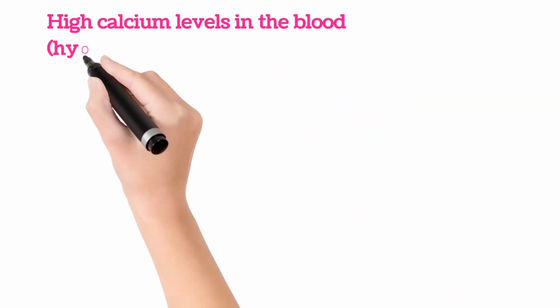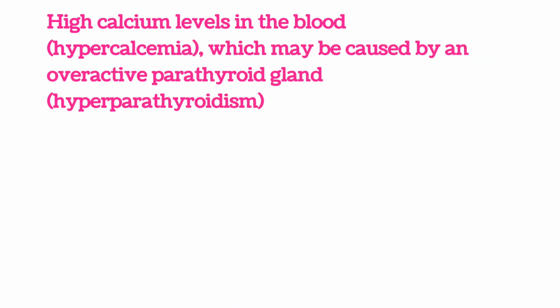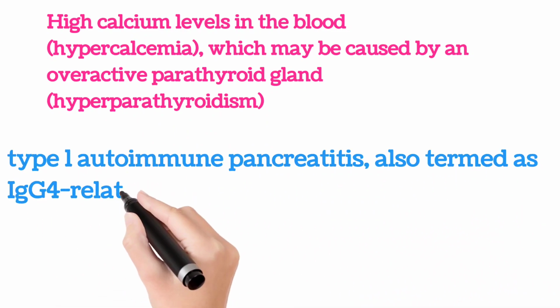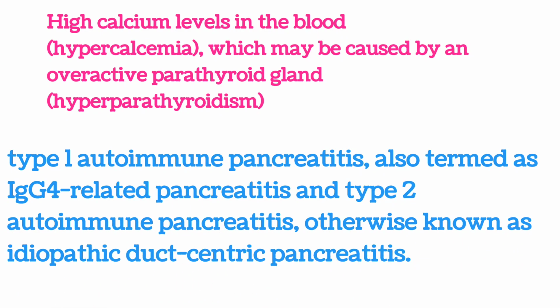Then hypercalcemia occurs from hyperparathyroidism, which leads to sluggish flow of the pancreatic juice, a main cause of premature activation. Then autoimmune pancreatitis is caused by antibodies produced against the acinar cells. Number 1 is IgG4-related pancreatitis. Number 2 is duct-centric pancreatitis, where antibodies are produced against duct cells, leading to pancreatitis.